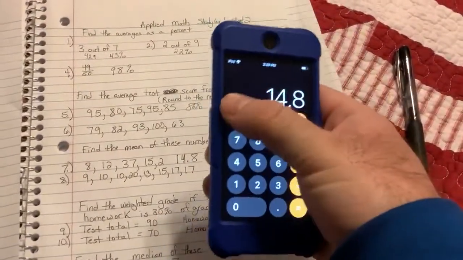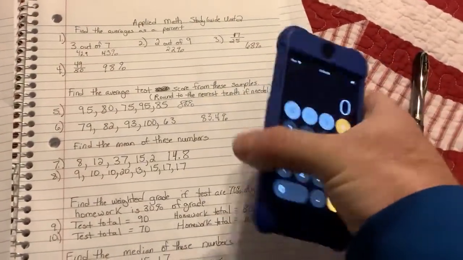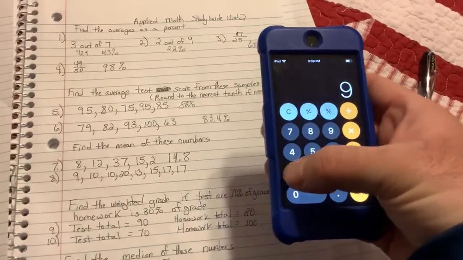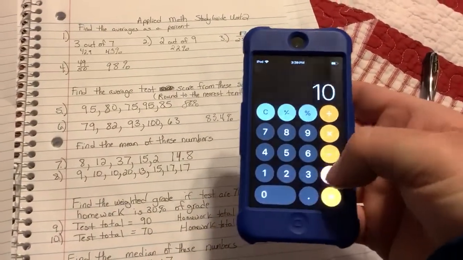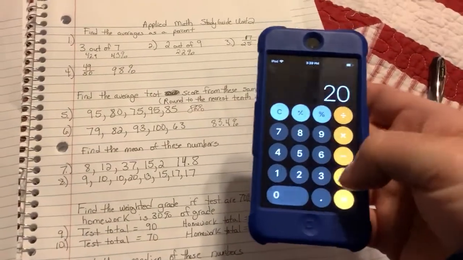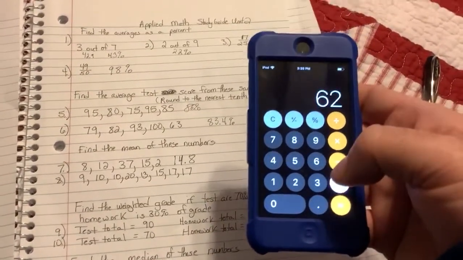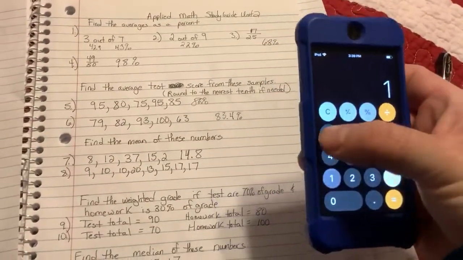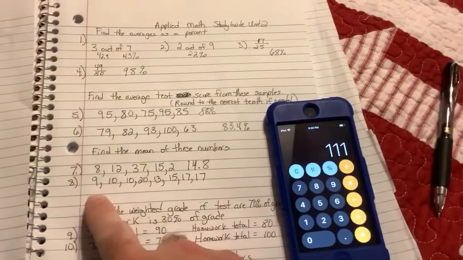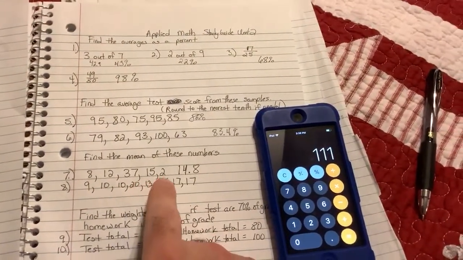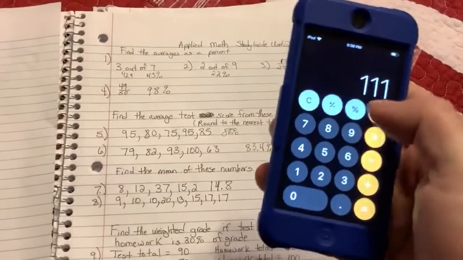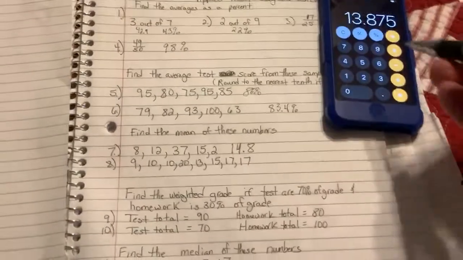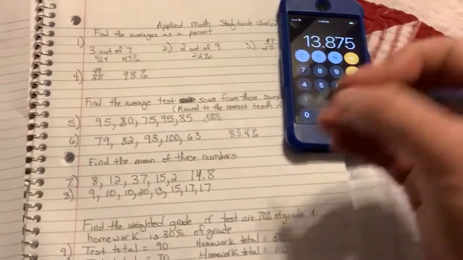Okay, and then the next one, well, I'll go ahead and push these in. 9 plus 10 plus 10 plus 20 plus 13 plus 15 plus 17 plus 17. Okay, 111, and then there's 1, 2, 3, 4, 5, 6, 7, 8. Divide by 8. 13.875, so we're going to round that to the nearest tenth, so 13.9.